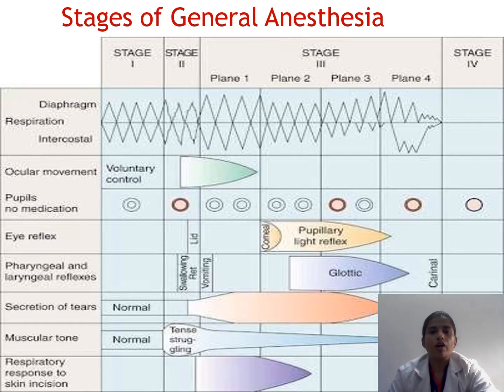These are the stages of general anesthesia: stage 1, stage 2, stage 3 and stage 4, where we will see the diaphragm and intercostal movement, ocular movement, pupils with no medication, eye reflex, pharyngeal and laryngeal reflexes, secretion of tears, muscle tone, and respiratory response to skin incision.